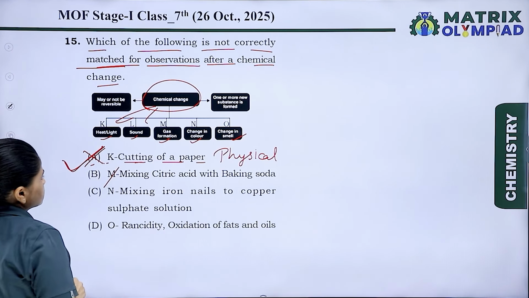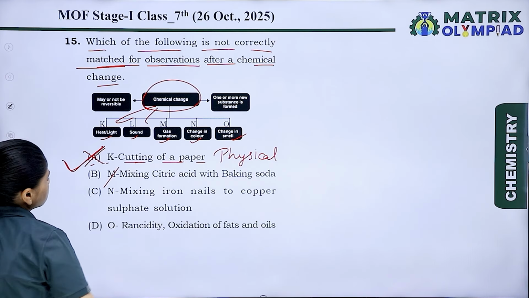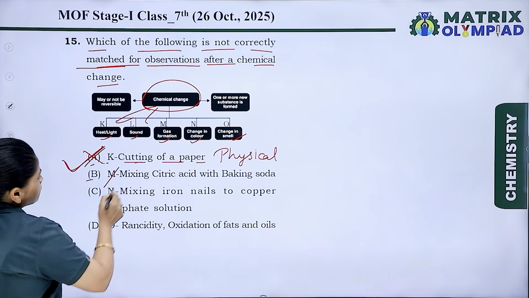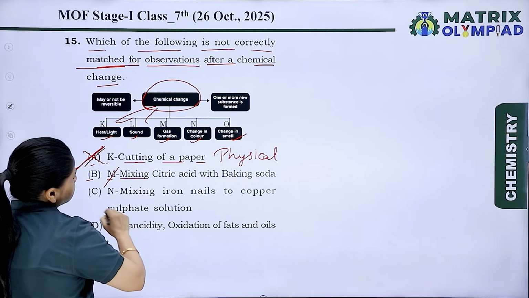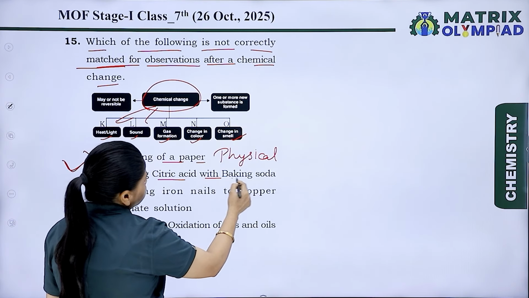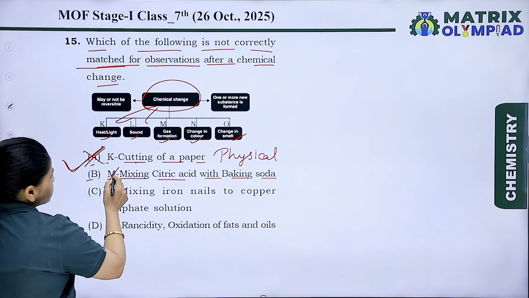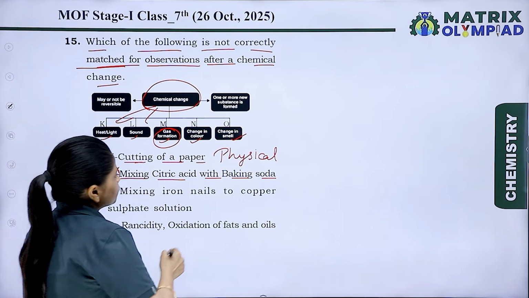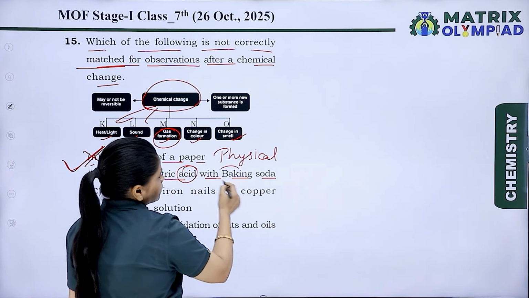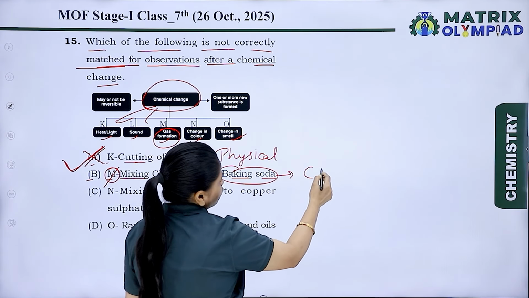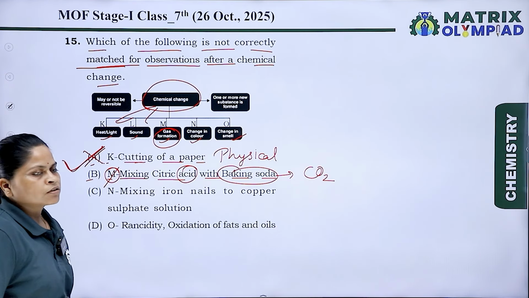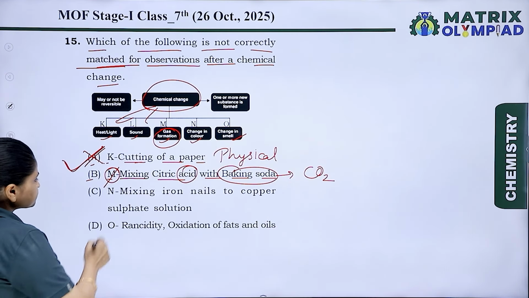the correct answer. Let's check the other options B, C and D. B is M, mixing citric acid with baking soda. As we know that M is gas formation, and when an acid is mixed with baking soda, CO2 gas is produced, and this is correctly matched with the flow chart.